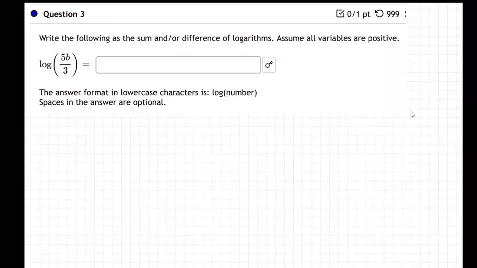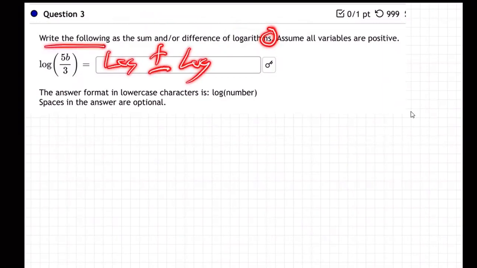Okay, so on this one, they have one log, and they say they want us to write it as a sum, which is adding, or difference, subtraction of logs. So they somehow, and that's plural, logs. So they want us to write this as like a couple of logs added or subtracted. That makes sense what they're saying? Write the following as a sum or difference of logarithms.